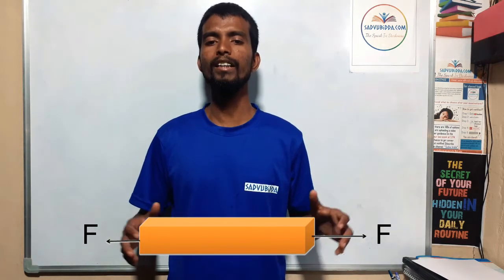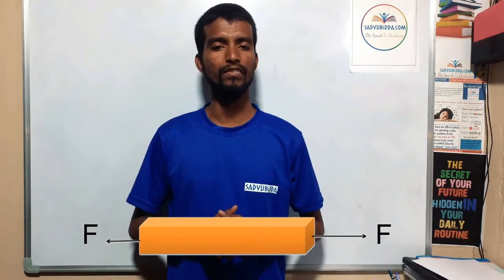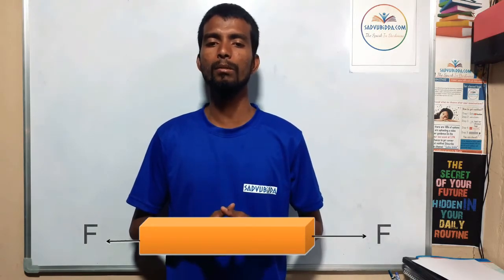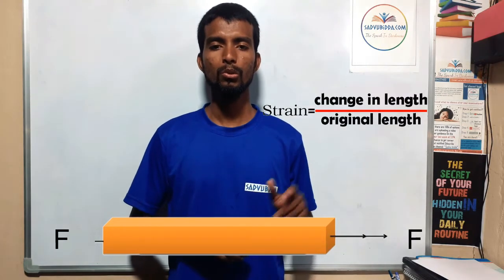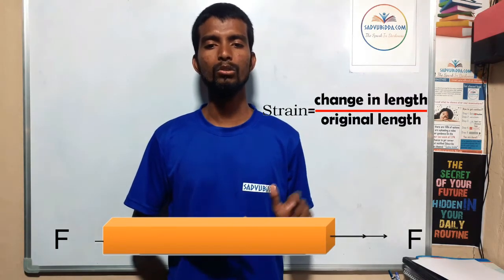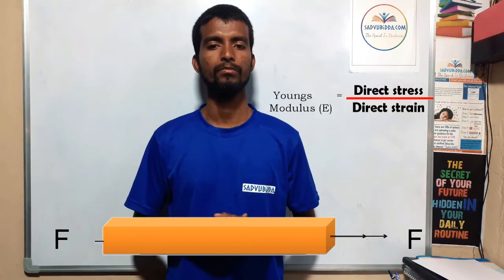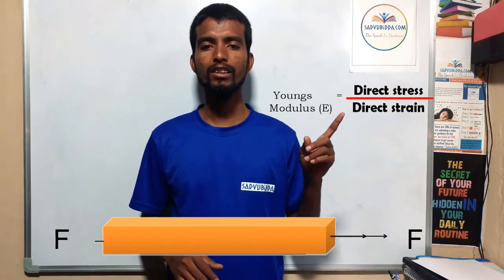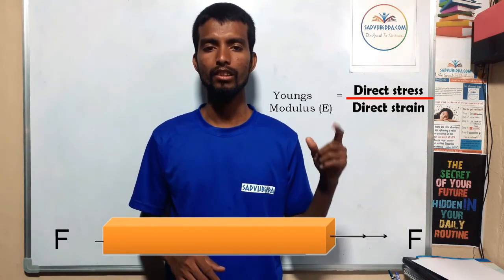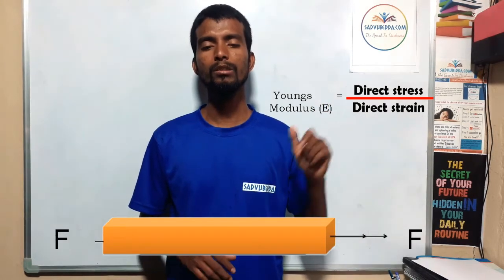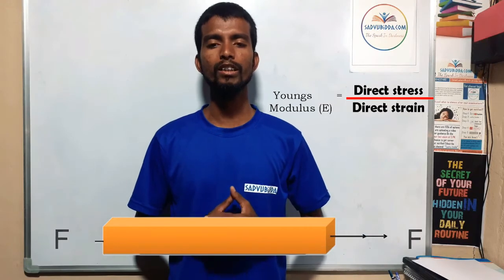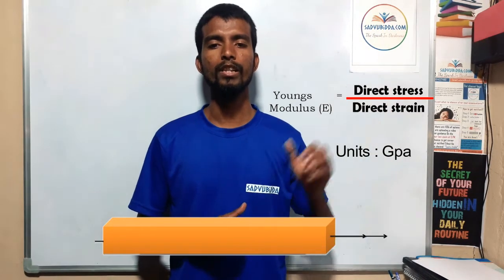If you are applying load on this member, definitely there will be deformation in this member. So strain in this member is equal to change in length upon unit length. The ratio of direct stress to direct strain, that is sigma upon small e, is equal to Young's modulus. Units for Young's modulus are GPa.